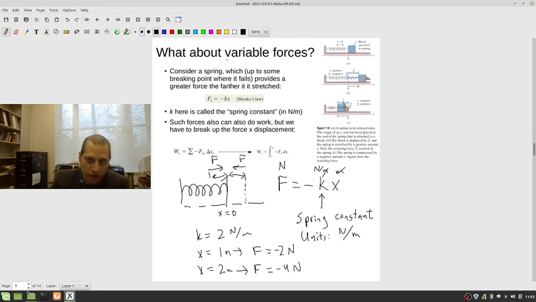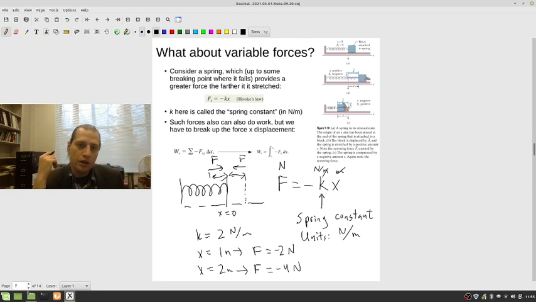I mean, that's up to some breaking point where it fails, right? We can put that caveat on it. Now, this is a very important system in physics because it's one of the systems where we can model a lot of things with springs, including things like gravitational forces, things like the electromagnetic field. So springs turn out to be a very good system to know everything there is to know about them.